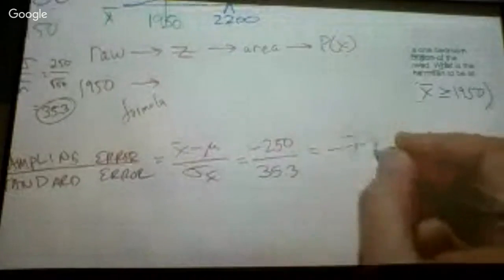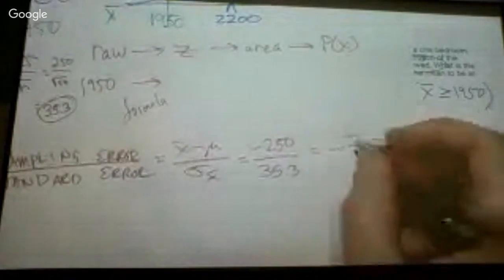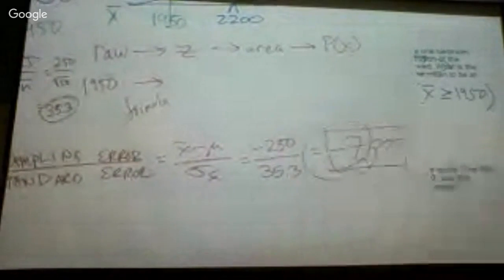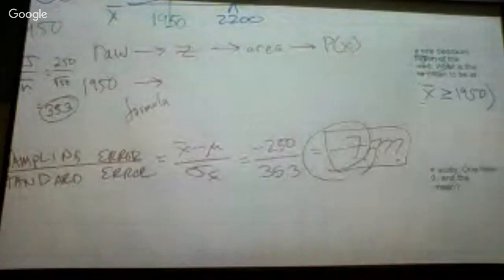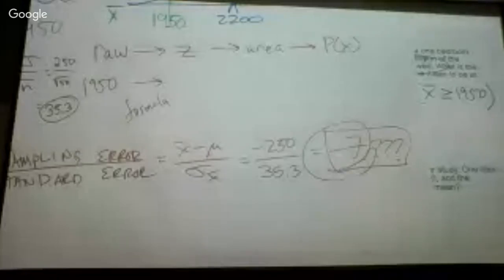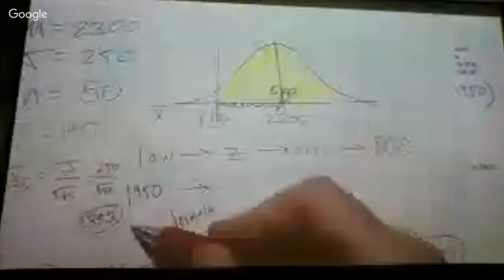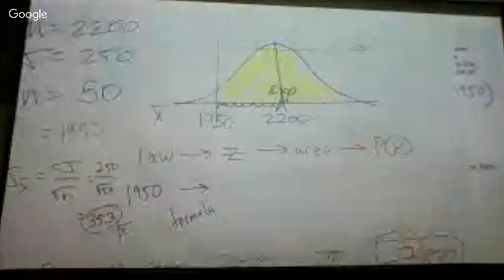You know what? It doesn't really matter at this point. It really doesn't. It is a huge z-score. Huge. I know it's negative, but it is 1, 2, 3, 4, 5, 6, 7 and change. It's that many standard error units below the mean.